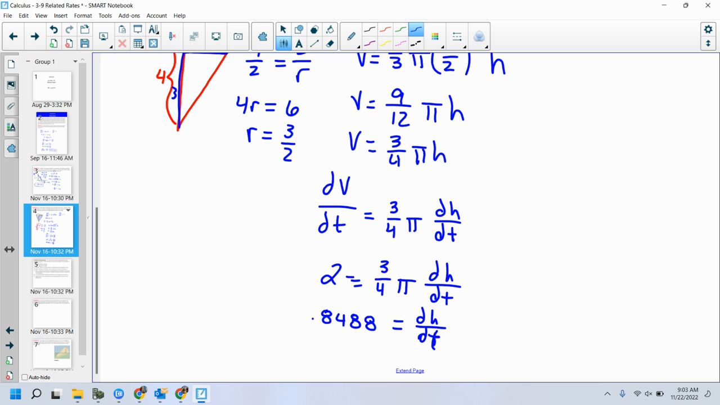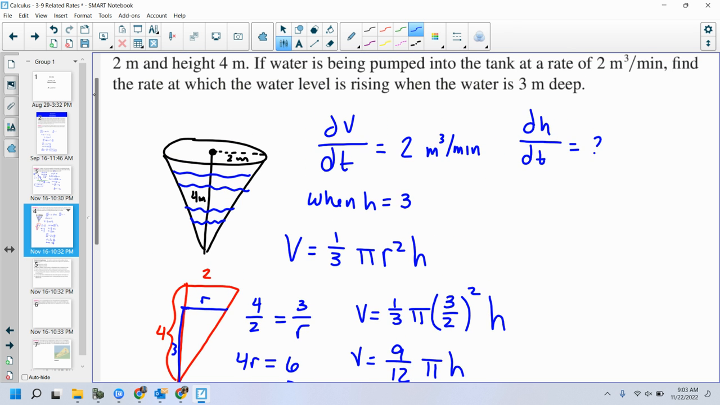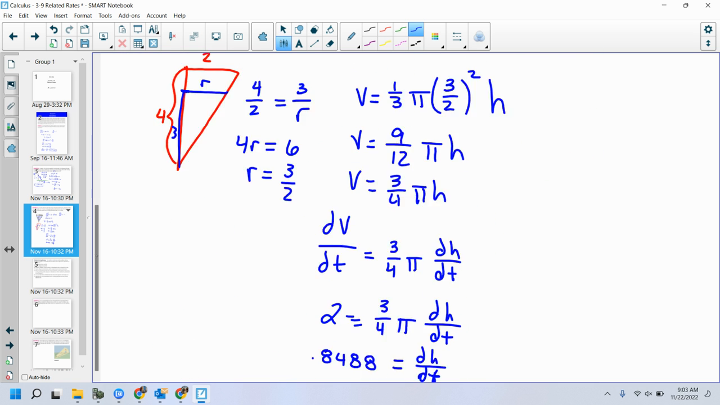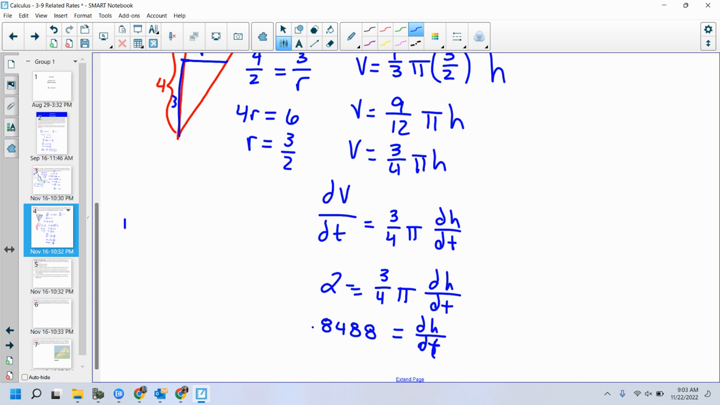dh/dt. Now let's label it accordingly. Meters per minute. 0.8488 meters per minute. Questions about that?